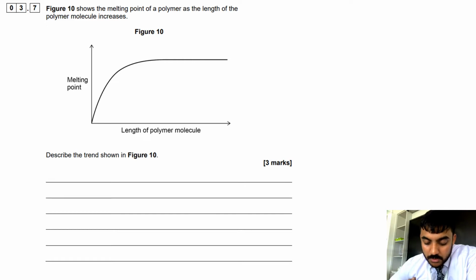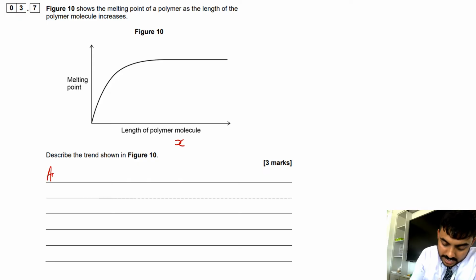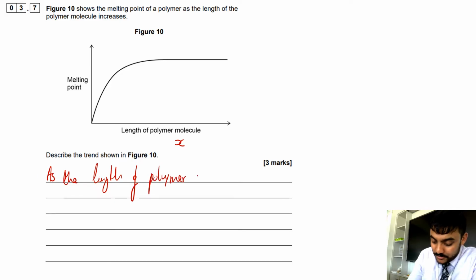Figure 10 shows the melting point of a polymer as the length of the molecule increases. Describe the trend shown in figure 10. Okay, so we always start with the x-axis. We say as the length of polymer molecule increases, we say melting point increases.